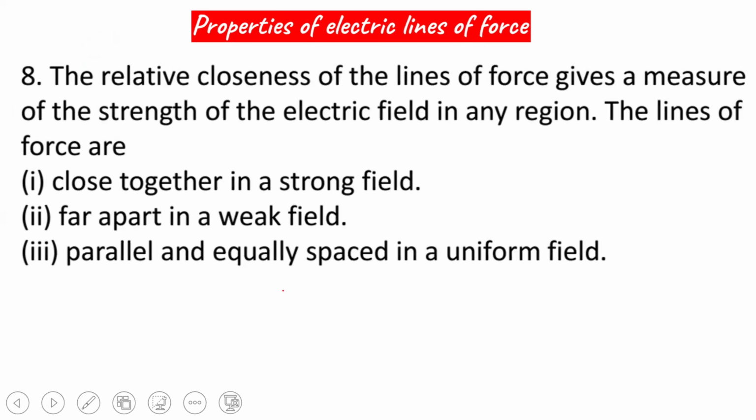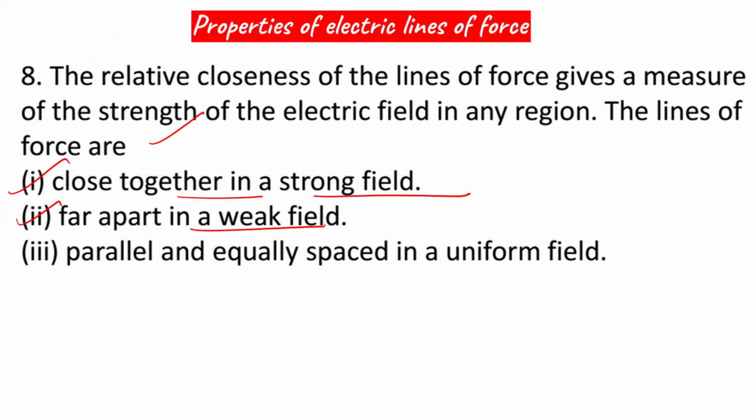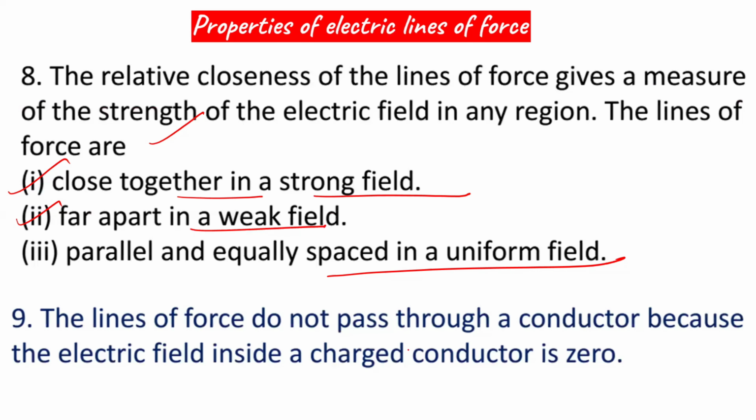Now, the eighth point is the relative closeness of the lines of force gives a measure of the strength of the electric field in any region. The lines of force are close together in a strong field, far apart in a weak field, and parallel and equally spaced in a uniform field. And the ninth point is the lines of force do not pass through a conductor because the electric field inside a charged conductor is zero.